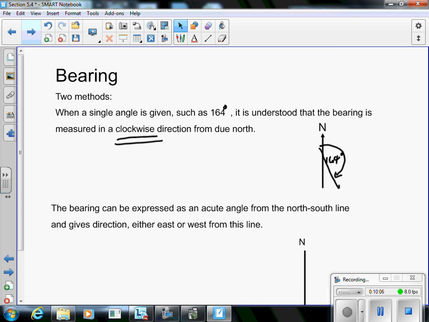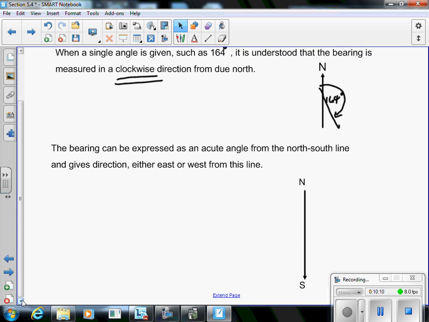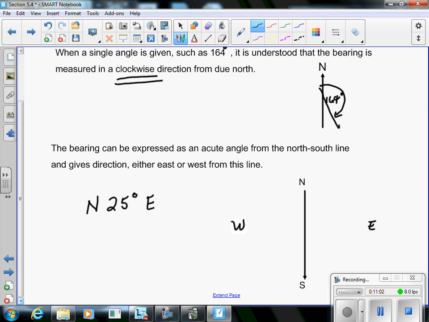The second method of bearing says that the bearing will be expressed as an acute angle, again less than 90, from the north-south line. And when it does this, it's going to give direction as either east or west from this line. So for example, they could say the bearing is 25 degrees, but when they say 25 degrees, they would give you north 25 degrees east. So you have to know that north, south, this is east, this is west, and we're going to start at the north, and we're going to go 25 degrees to the direction of east.